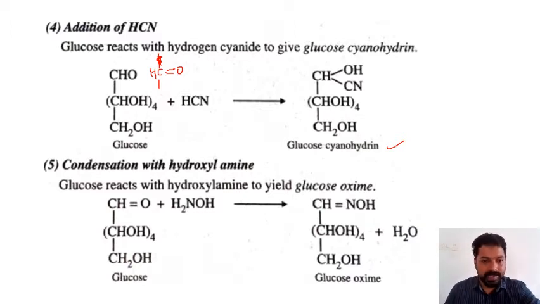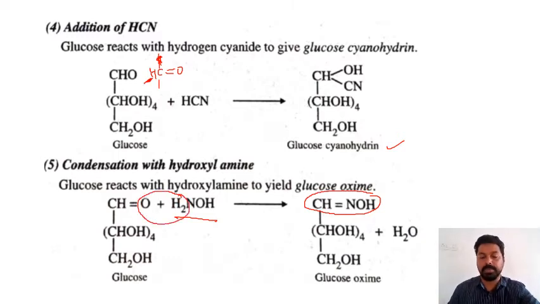Similarly, next is the reaction with hydroxylamine, NH2OH. Glucose reacts with hydroxylamine to form glucose oxime, with a CH=NOH group. Simply, a water molecule, H2O, is removed in a condensation reaction to form the oxime. It is called glucose oxime.